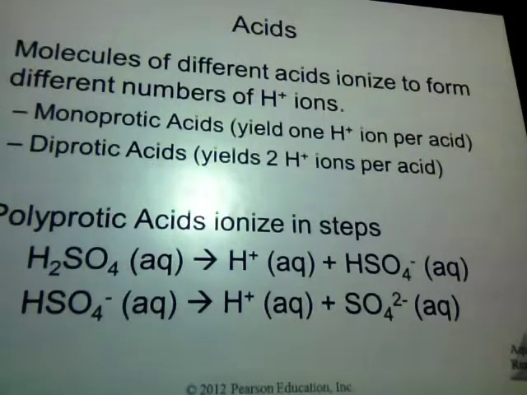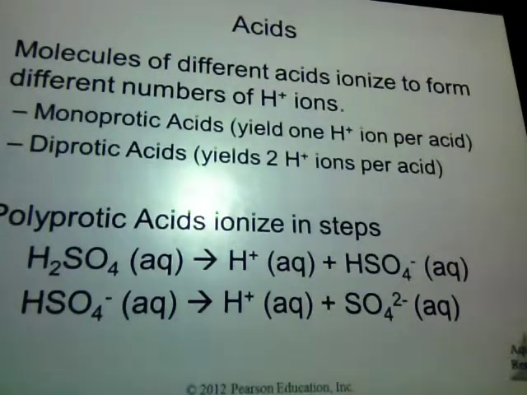Okay, and here we go again about polyprotic and monoprotic. Molecules of different acids will ionize to form different numbers of hydrogen ions. Monoprotic acids are only going to yield 1 hydrogen ion. So once that acid dissociates in water, I'm only going to get 1 hydrogen from it if it's monoprotic. If it's diprotic, then I'm going to get 2 hydrogen ions for that one acid. Diprotic falls under the category polyprotic, poly meaning many hydrogens. For a polyprotic acid, remember that the hydrogens are only going to ionize 1 at a time.